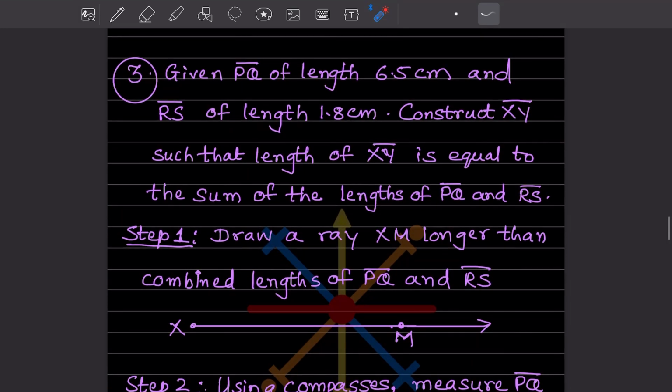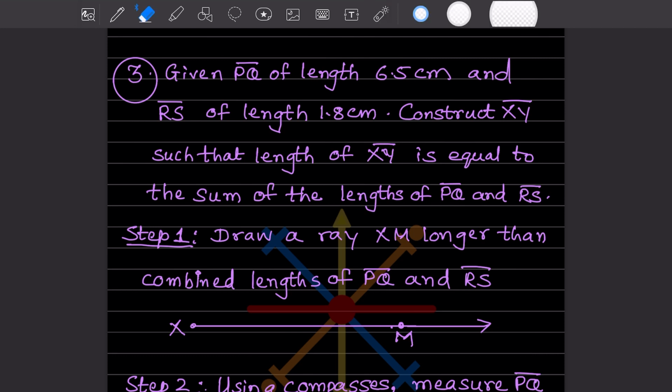The given PQ of length 6.5 centimeter and RS of length 1.8 centimeter, construct XY such that length of XY is equal to the sum of lengths of PQ and RS. So you will draw first thing, they are given 6.5 and 1.8. So you will draw a line XM. This is the line.